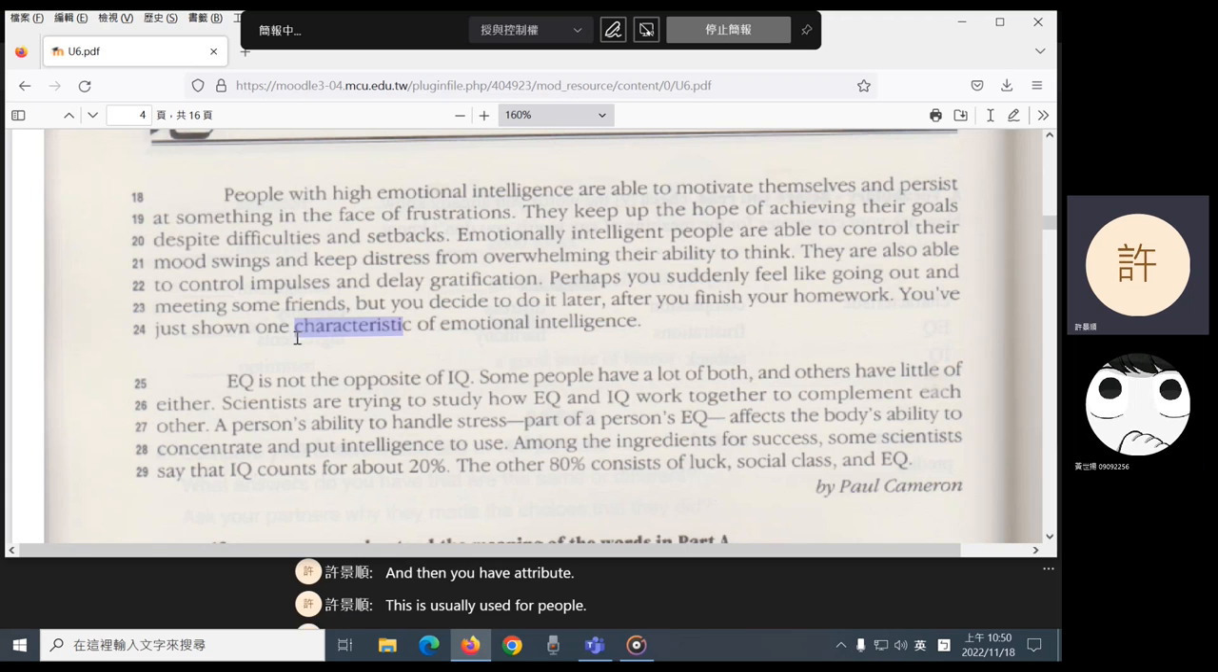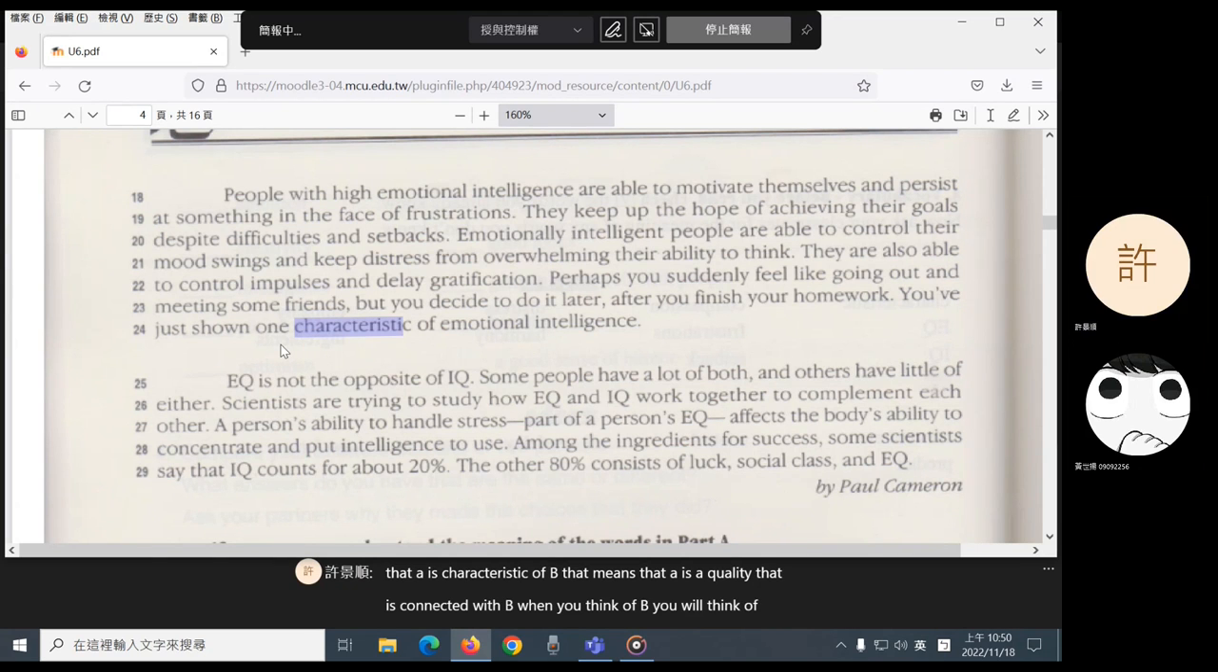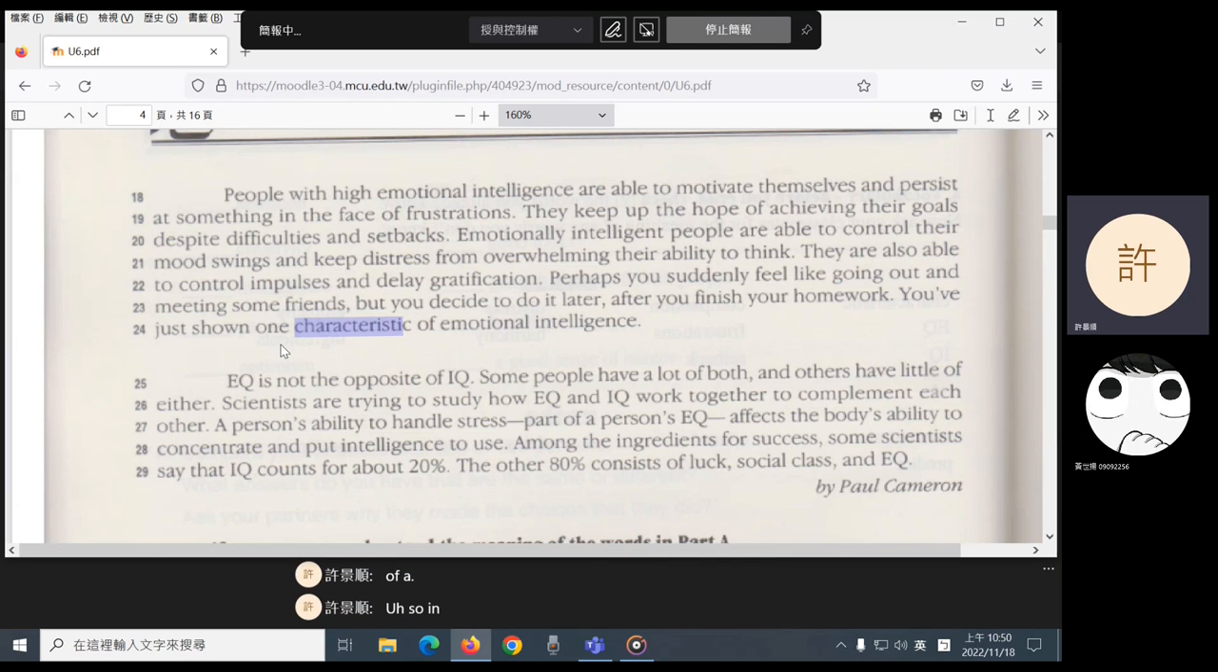Okay, the word characteristic also has another use. If you say that A is characteristic of B, that means that A is a quality that is connected with B. When you think of B, you will think of A. So in Chinese, we call this like 代表特质, 或是 like 独特特质. A is characteristic of B. A is the quality, B is the thing.